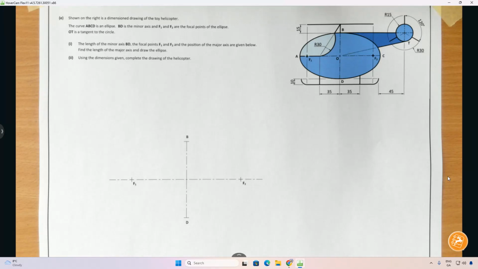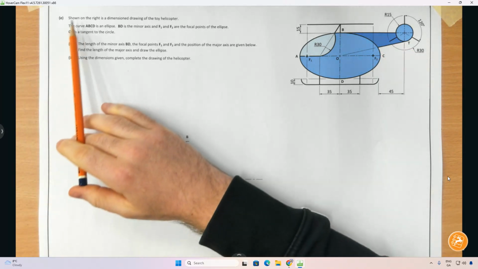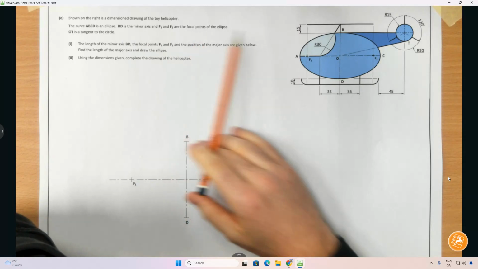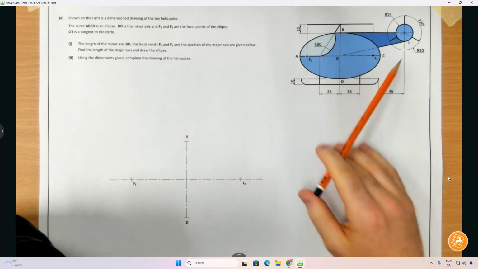Hi folks, so in this video what we're going to do is complete this question based on the topic of the ellipse. This question specifically came up in the 2024 Junior Cert Graphics exam. The question says, shown on the right is a dimension drawing of a toy helicopter, and you can see all the dimensions here.